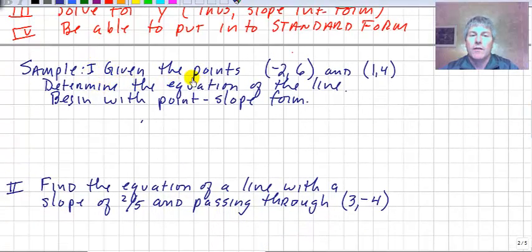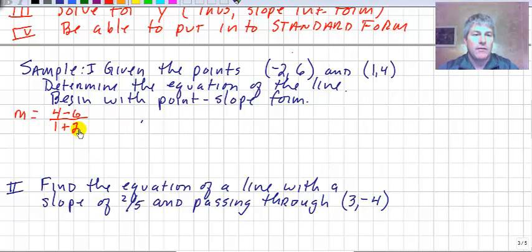So sample 1, given the points (-2, 6) and (1, 4), determine the equation of the line, and we're going to begin with point-slope form. So first thing we want to do is calculate our slope m. So our slope is simply 4 minus 6 over 1 minus negative 2. So 4 minus 6 is -2 over 3. So we have our slope.